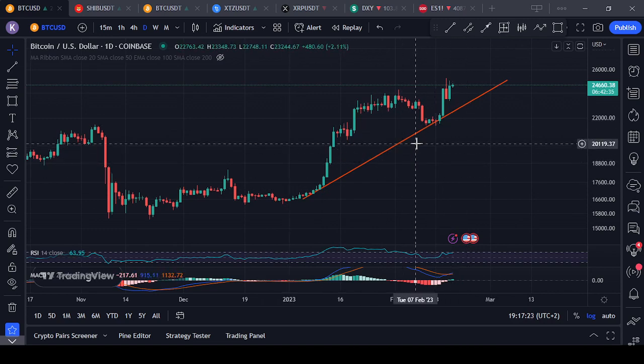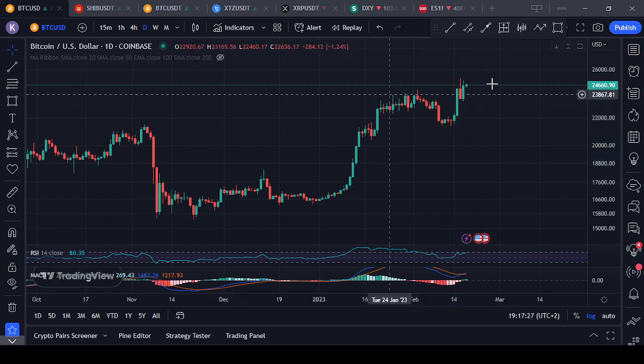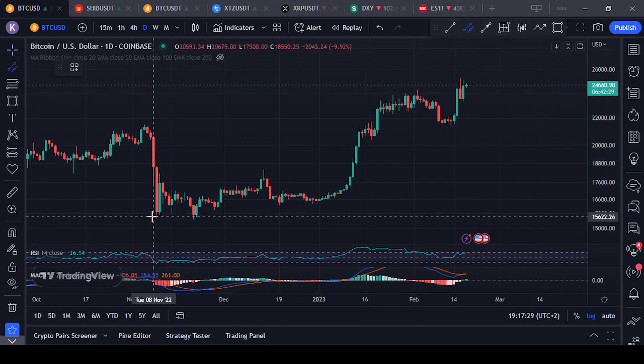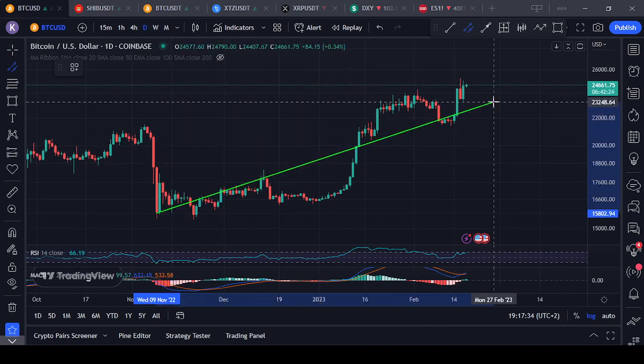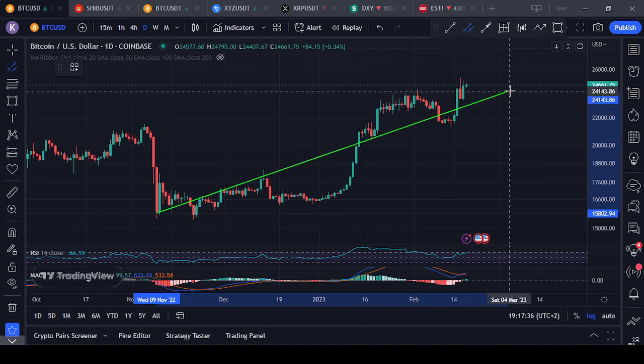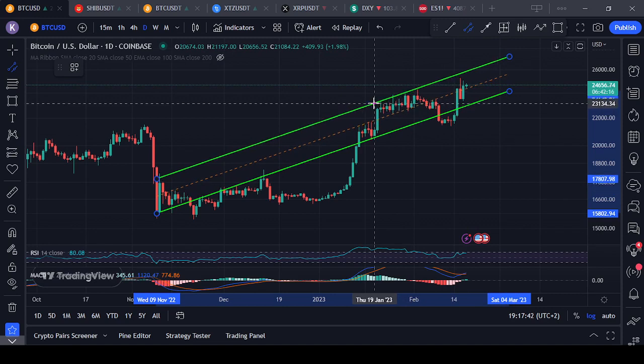Okay, so to add something to it, let's do something fun. Let's combine the trend line from our local low here. Let's go all the way up here. Okay, so this would be, notice, I will pinpoint it out. So now I projected an ascending channel.